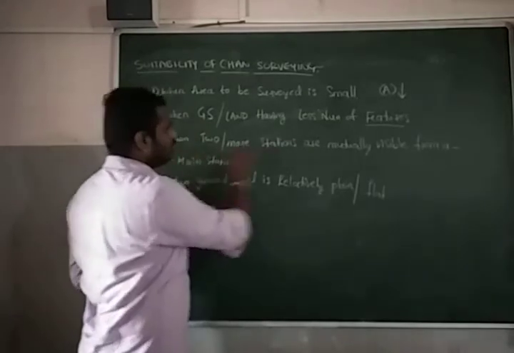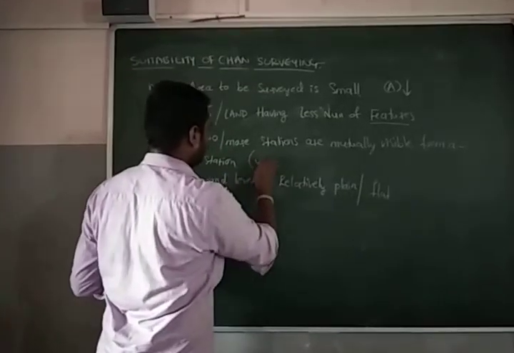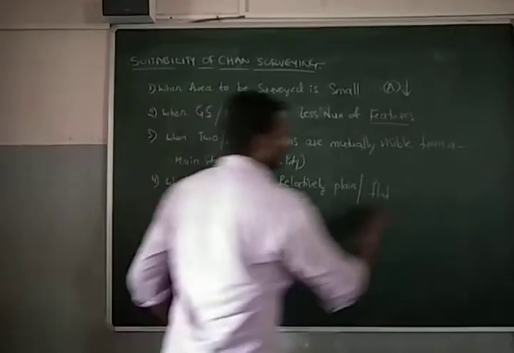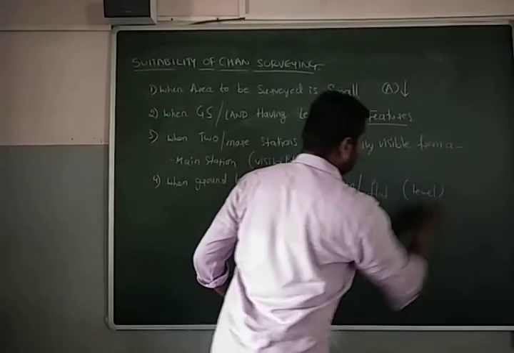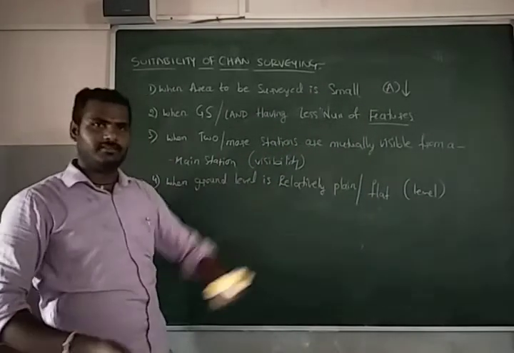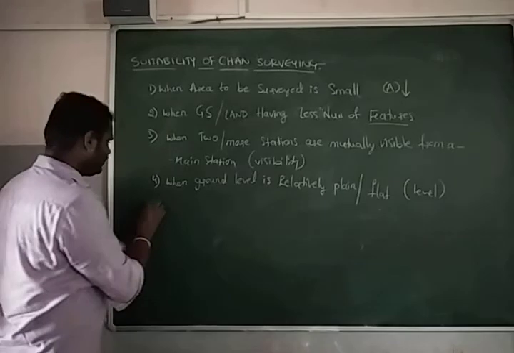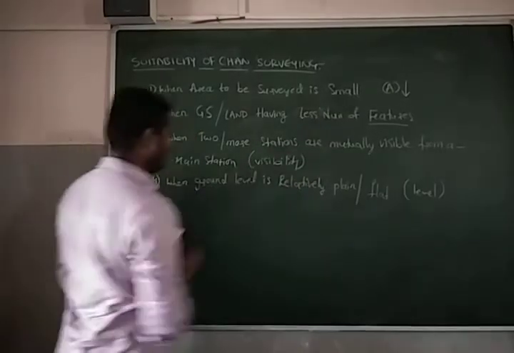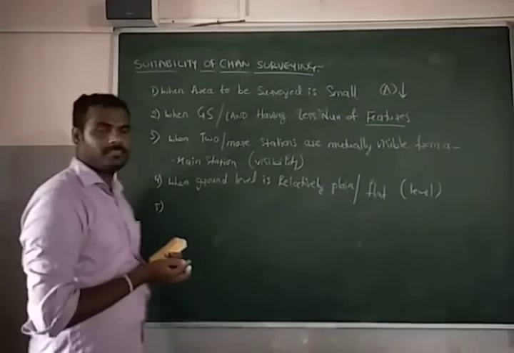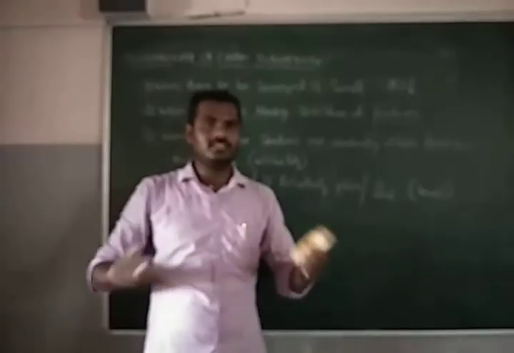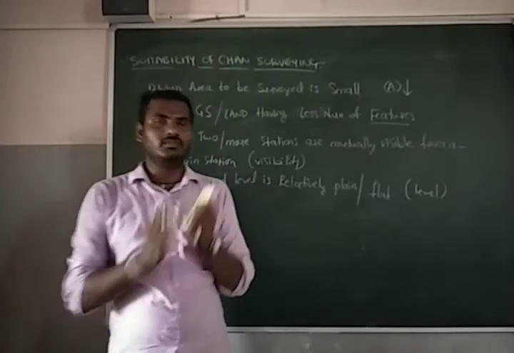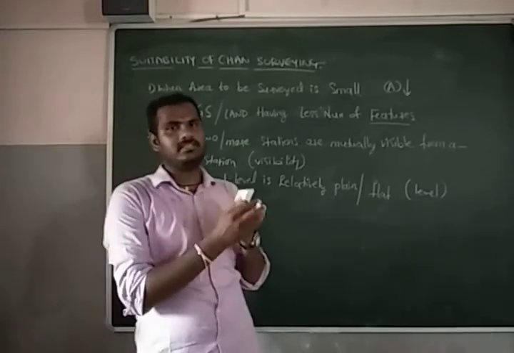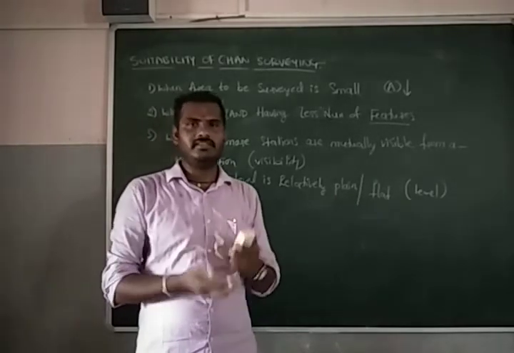Next, when two or more stations are intervisible, here we are talking about visibility, whereas here it is regarding the level surface, whether it is a level surface or an undulated surface. And one more thing I would like to discuss, the fifth point. We have discussed area, but we have not discussed scale. When you want large scale maps, maps and plans generally contain small scales. Generally, maps contain really very small scales.